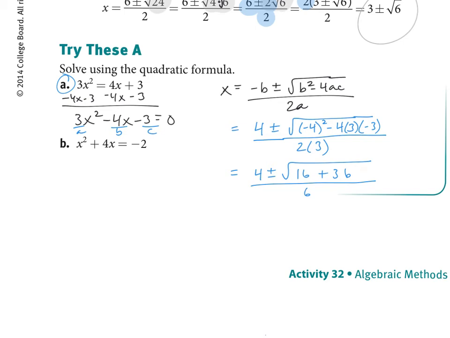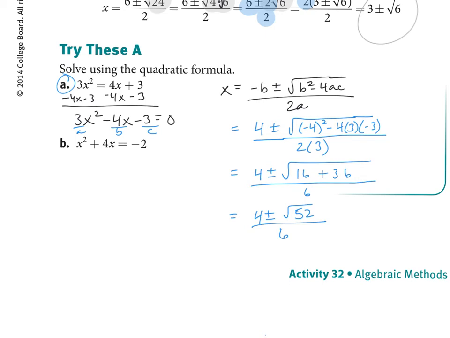And everything is divided by 6. That's 2 times 3. So now we essentially have 4 plus or minus. Well, we're going to do 16 plus 36. So when we add those two together, we end up getting the square root of 52. A little bit ugly of a number, but don't worry. We're going to see if we can work with it. So on the bottom, we're dividing by 6.